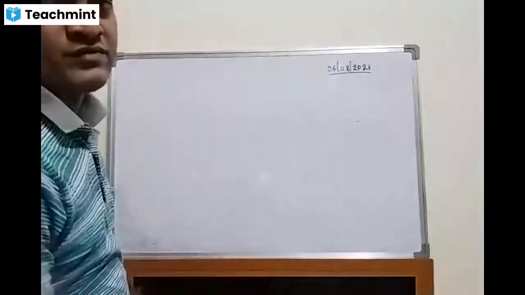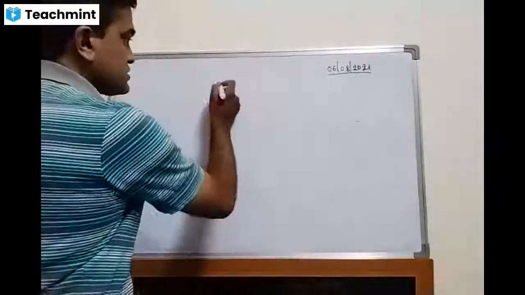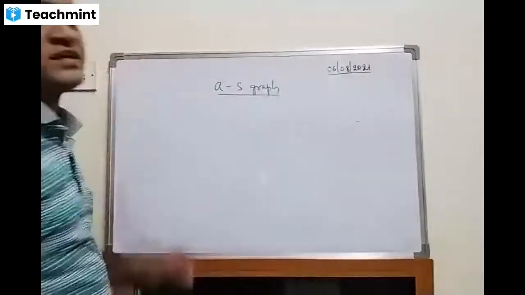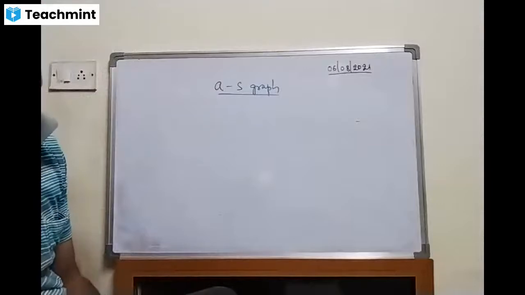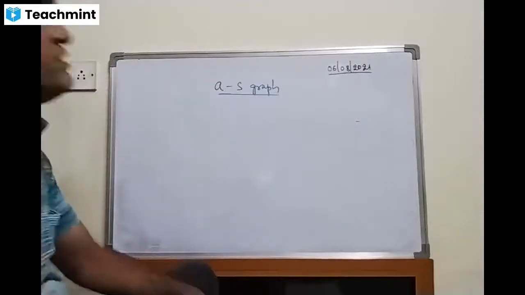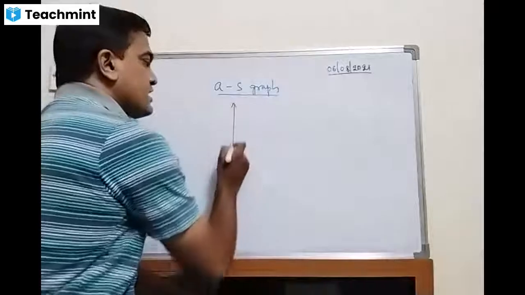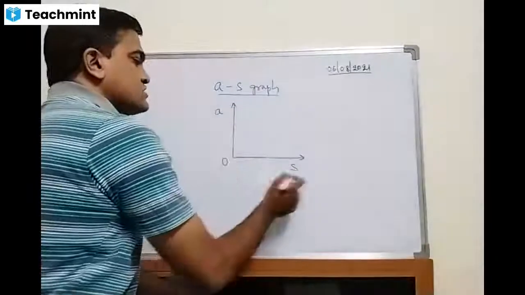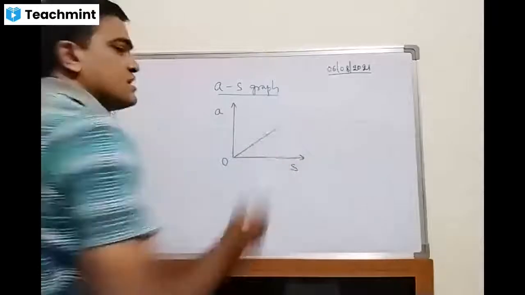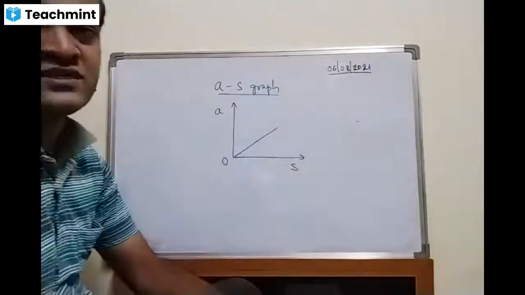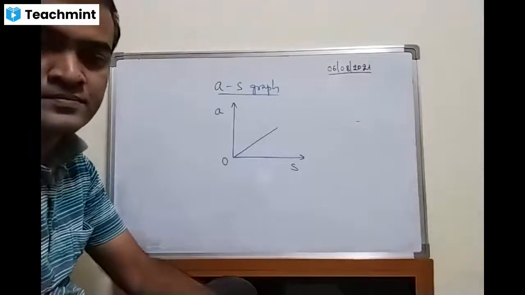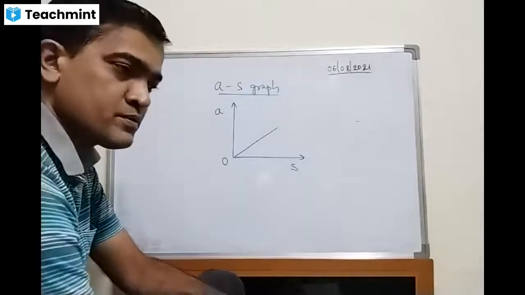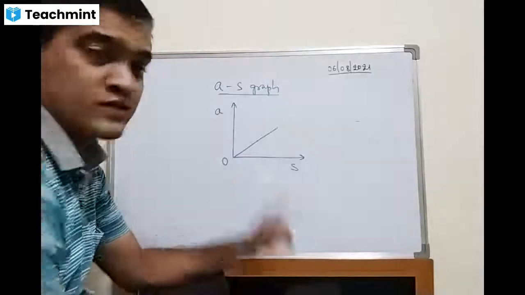Till now, we have discussed the VS graph. Now I am going to discuss the acceleration displacement graph. Let's see what I will get. For example, if I take the graph like this, displacement along the x-axis, acceleration along the y-axis, and the graph is a straight line passing through the origin, does this have a slope? Slope should remain constant.